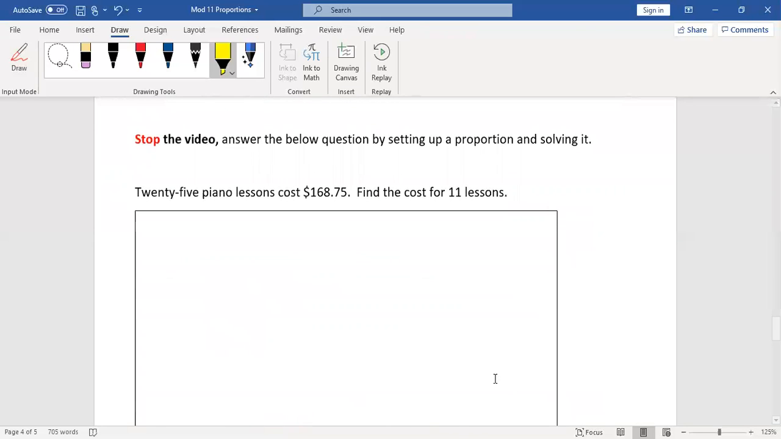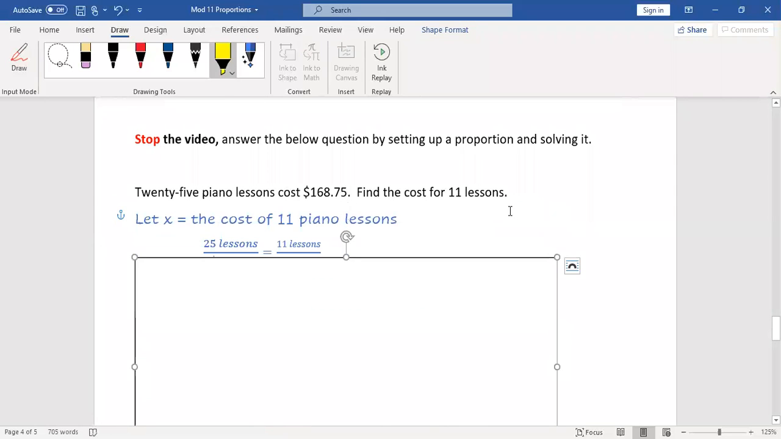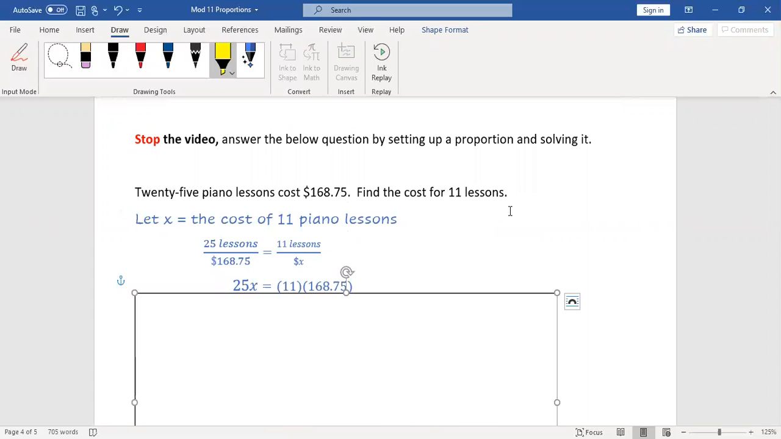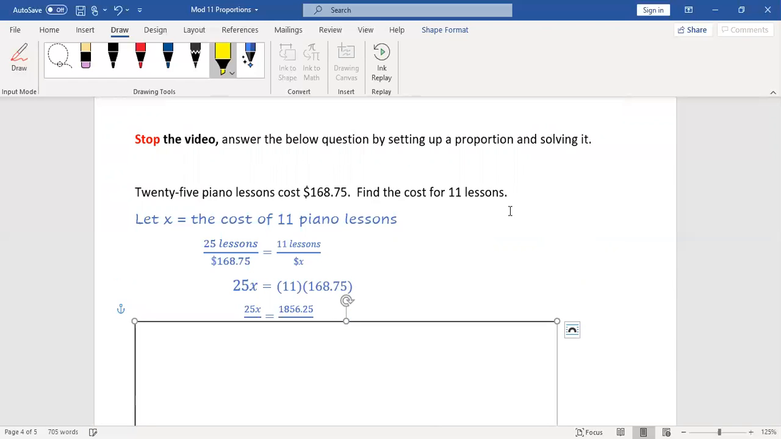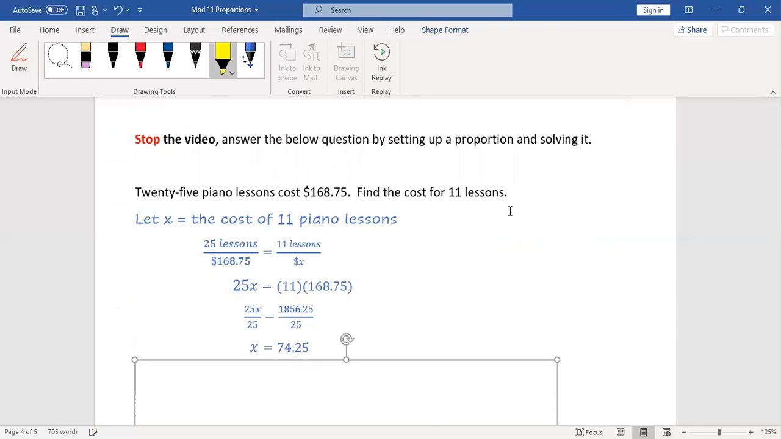Okay, so how did you do? The first thing we're going to do is define our variable. It's asking to find the cost, so we're going to let x equal the cost for 11 lessons. Then I'm going to create my proportion. 25 piano lessons cost $168.75, which is equal to 11 lessons over an unknown cost. Now that I've got my proportion set up properly, I'm going to multiply the diagonals and then isolate my variable.